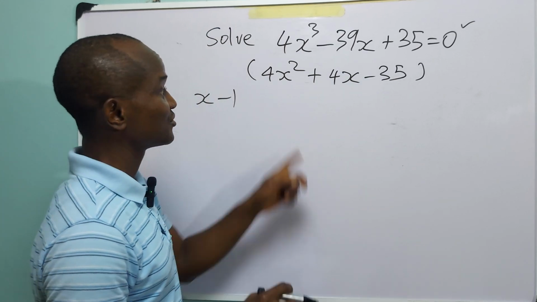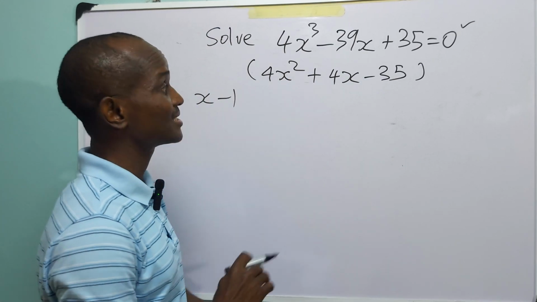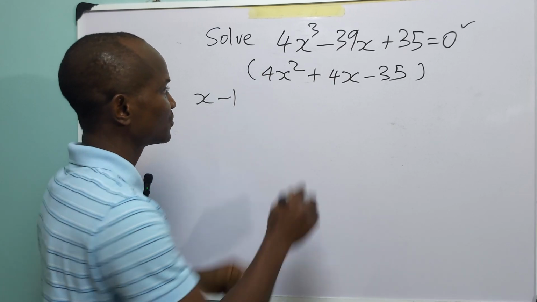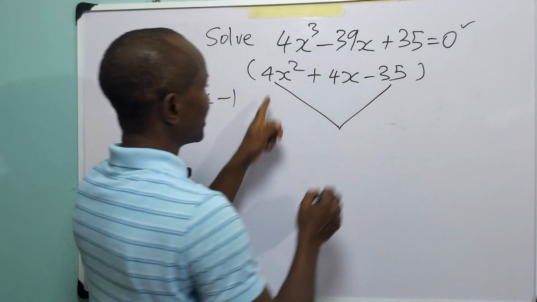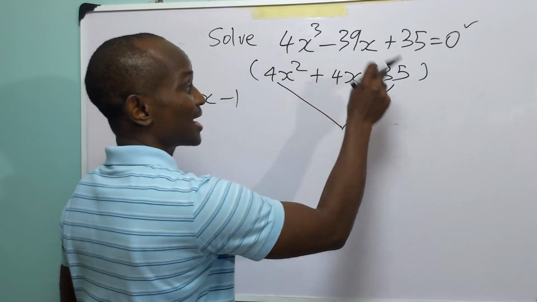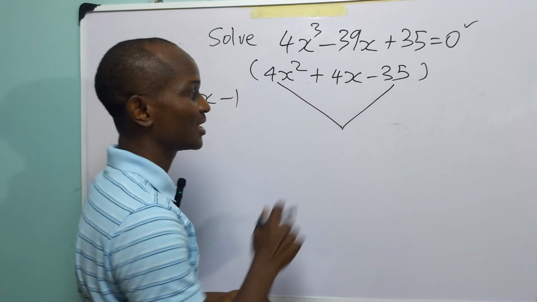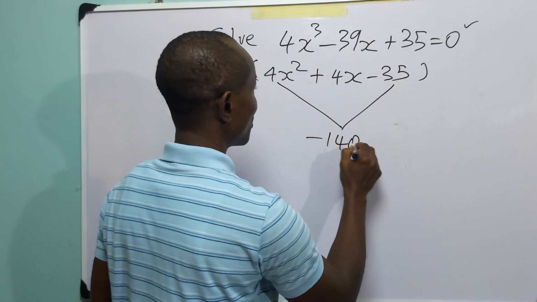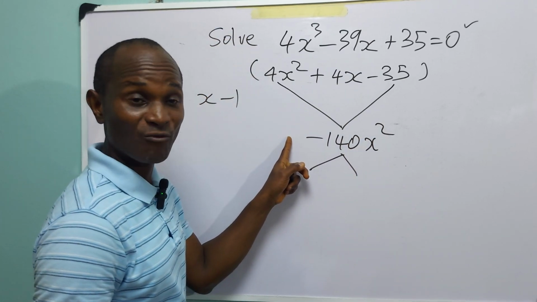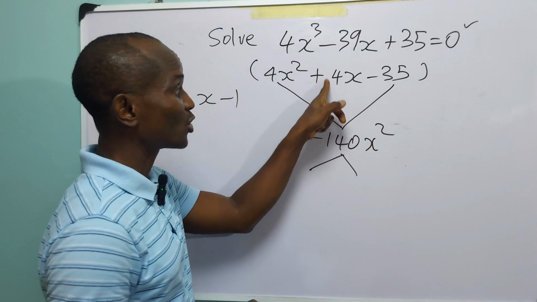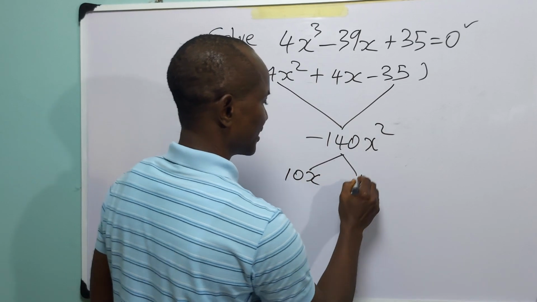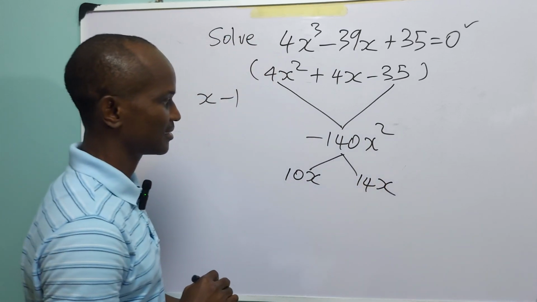The next thing we do is to try and see if we can factorize the quadratic expression. Since the coefficient of x squared is not 1, what we do is to multiply the term in x squared and the constant term. And 4x squared multiplied by minus 35 is minus 140x squared. Now we look for factors of minus 140 that will add up to plus 4x. Of course, this is 10x and 14x.